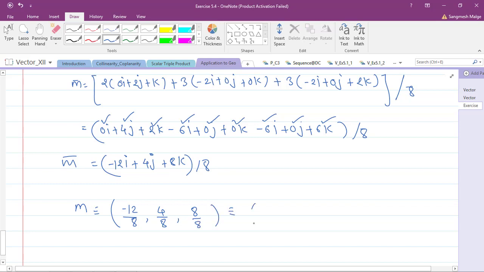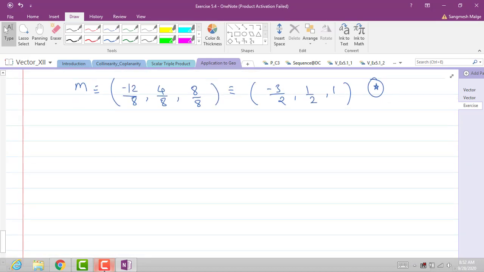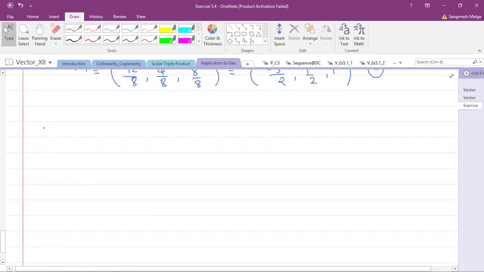If I simplify this, 12 by 8 becomes 3 by 2, 4 by 8 is 1 by 2, and it's 1. So this will be my final answer. Is it okay? It's very simple. Just use the concepts which we have studied in the last class. If you have not seen it, of course you know what to do: go and check out that video. Okay, good. Let's see the next question.